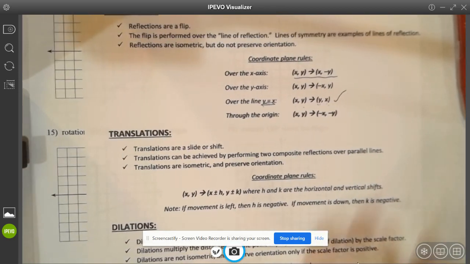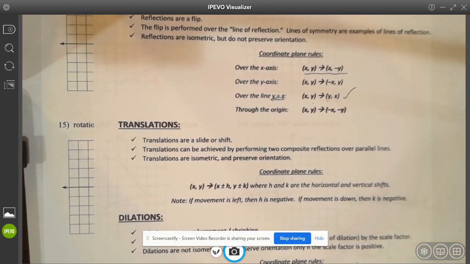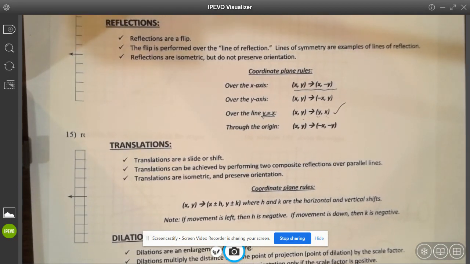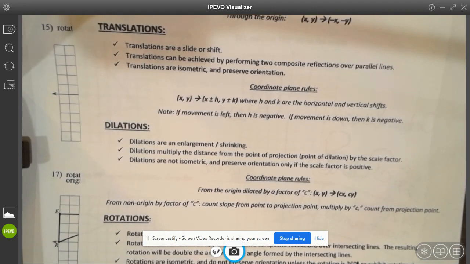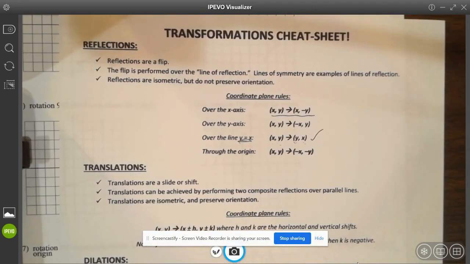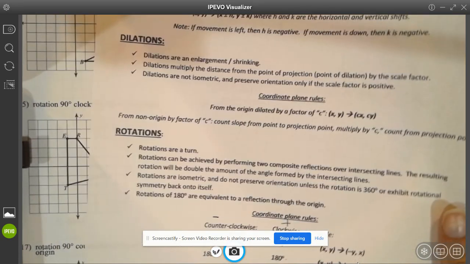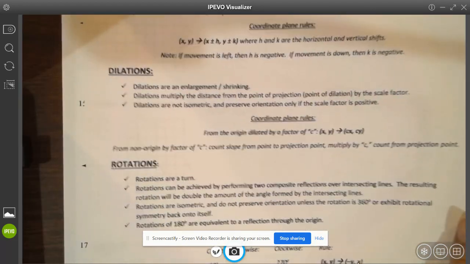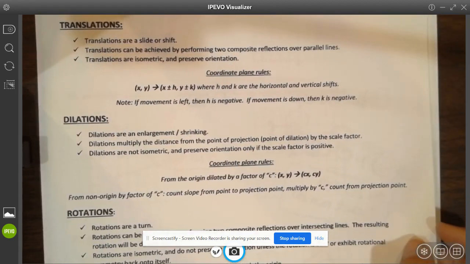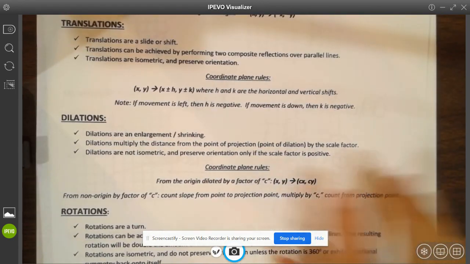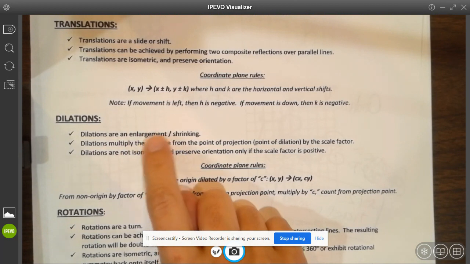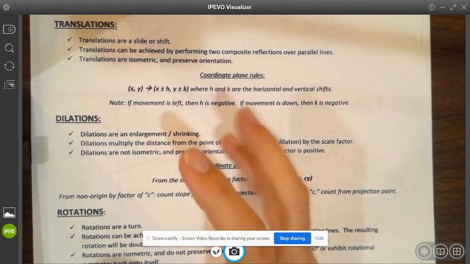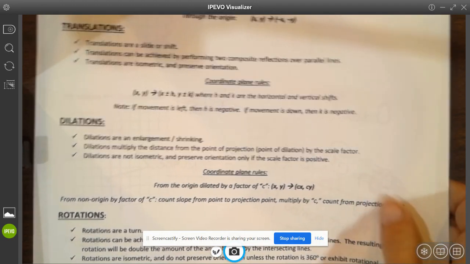Okay, so this week we're going to talk about transformations with dilations and rotations. Last week we were talking about reflections and translations, and this week we're going to do dilations and rotations. For dilations, when we think about dilations, we're changing the size. So it's either shrinking or enlargement of objects or figures.